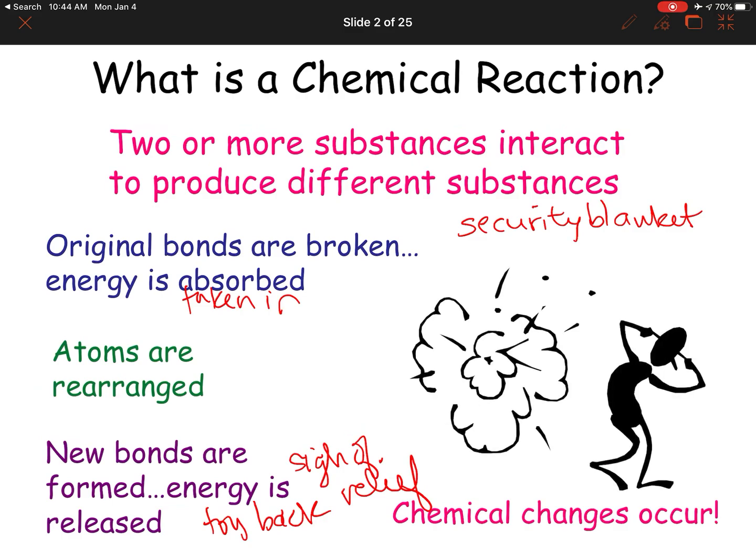And we've talked about chemical changes before. Those are things like precipitates. Those are things like temperature changes, either energy given off, exothermic, or energy absorbed, endothermic, all that kind of stuff.